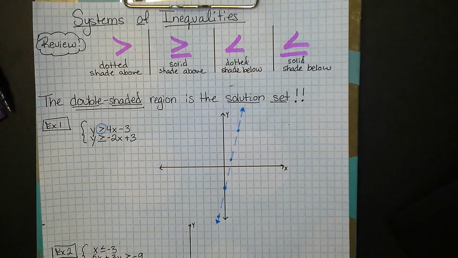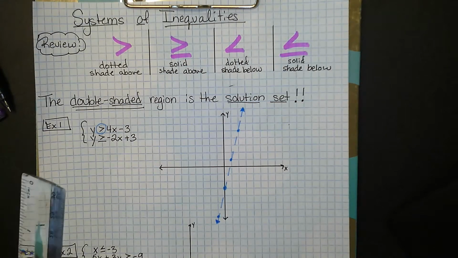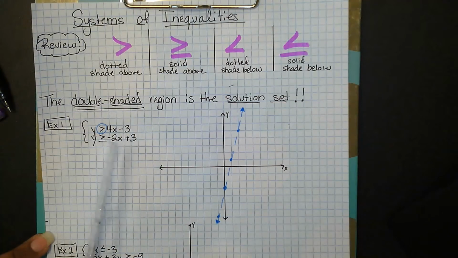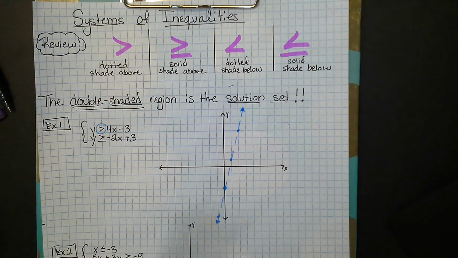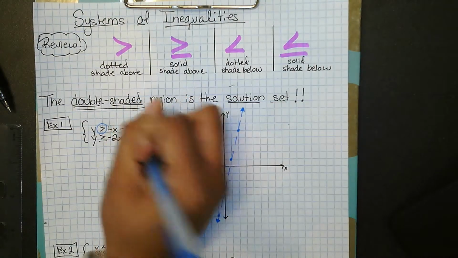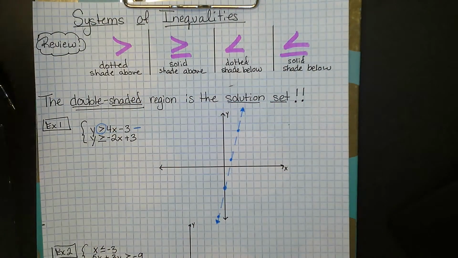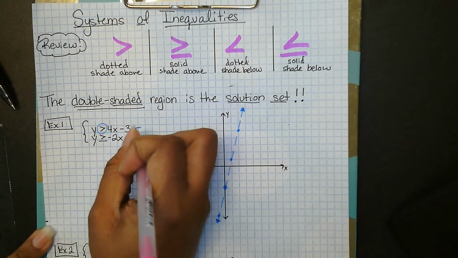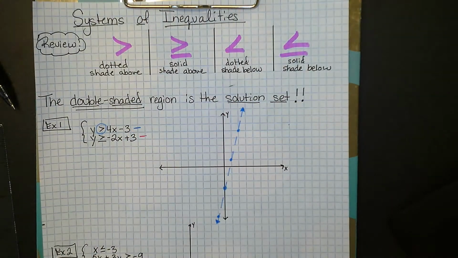We're going to save the shading for a little bit later after we graph this other inequality, just so it won't get too confusing. By the way, the first line is going to be blue, and we'll use pink for the second inequality.